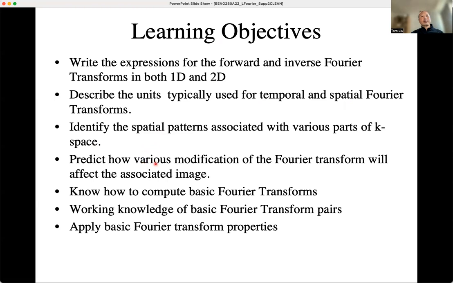We're also going to look at what happens when you make modifications in the Fourier transform, and how that affects the associated image. That will be useful for homework 4. There you do some exercises, you're led through some exercises on Fourier transforms. Some of the images we go over today will look very much like the images you'll do in homework 4. After we get that basic understanding, we're going to compute.